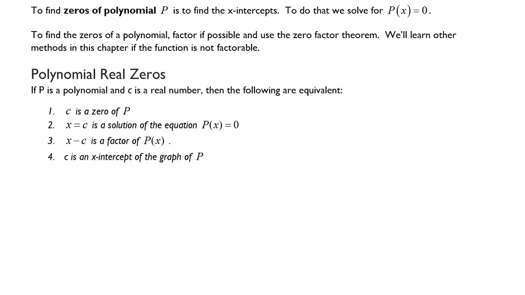Welcome back to part 5 on polynomials and their graphs. To find zeros of a polynomial p is to find the x-intercepts. And we're specifically interested in the behavior at those x-intercepts. To do that, we solve for p of x equals 0. And to find the zeros of a polynomial, factor it if possible and use the zero factor theorem.